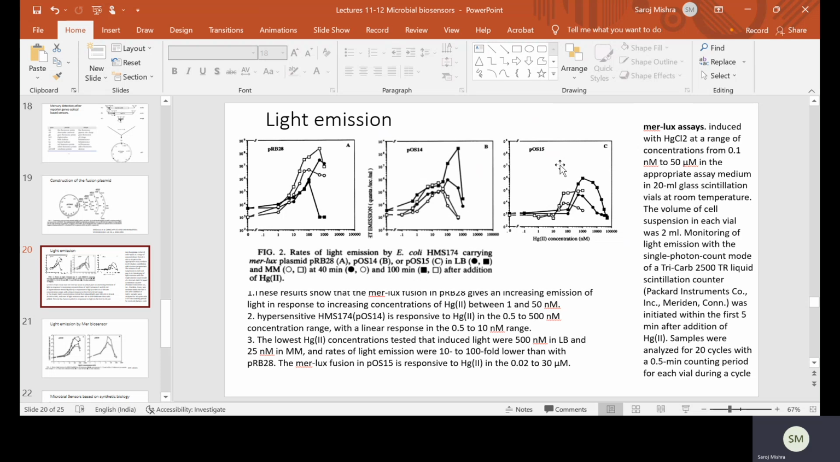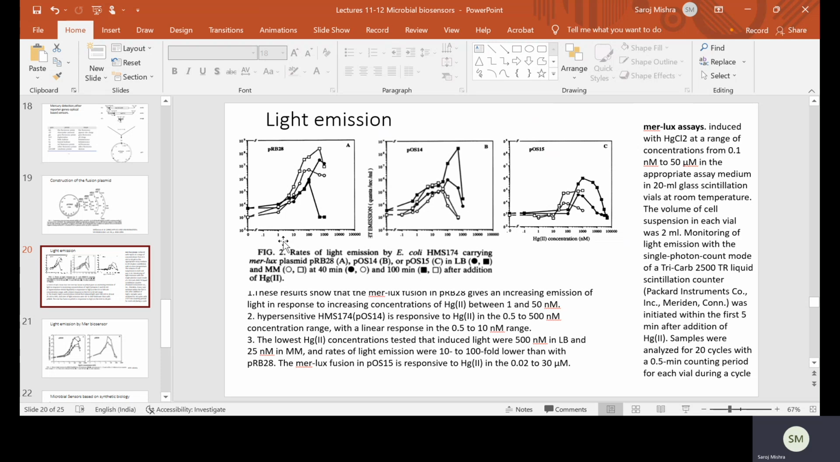And now, how do you really set up your assays? The E. coli cells, which are now, for example, HMS 174, that is the E. coli strain, which carries the Mer-Lux plasmid PR828, or it carries POS14, or it carries POS15. And these are cultivated in two different media. Either they are cultivated in LB, like it shows here, for example, or they are cultivated in the minimal medium. Okay, so LB is a rich medium, minimal medium is just the basic salt medium.